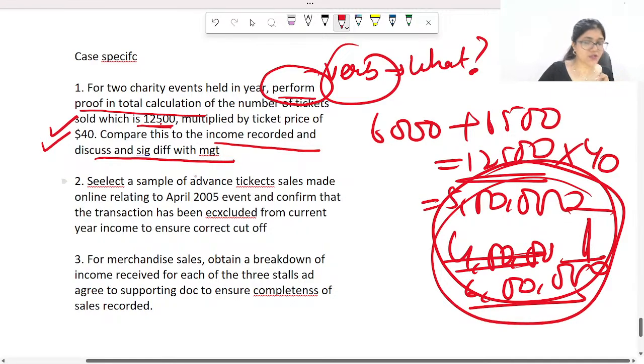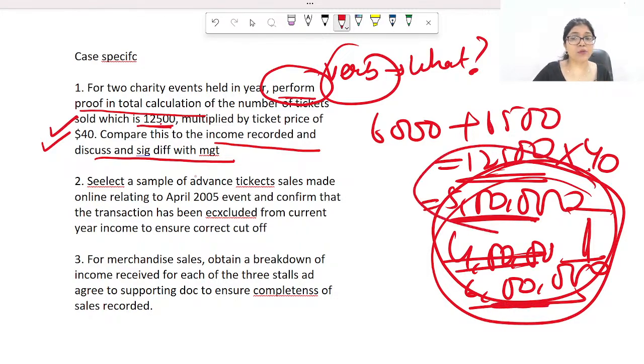Proof in total calculation is basically checking the calculation. Right now, I multiplied these two figures, I got the number as 5 lakh rupees, and actually they have recorded in the books of accounts as 6 lakh rupees. So this is the proof in total calculation that I am doing. A small calculation to check that the number of tickets I have sold multiplied by the cost of the ticket is coming out to be correct or not. That is proof in total.